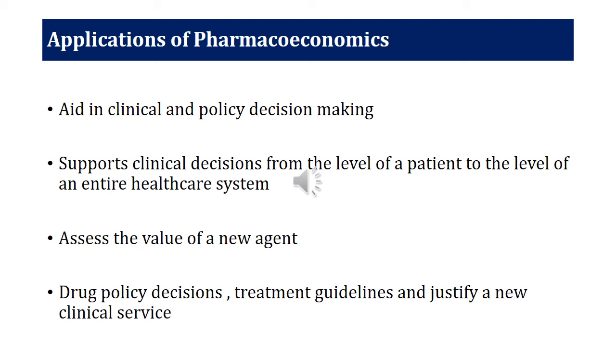For example, if you have to decide which of the two drugs is better, then a pharmacoeconomic evaluation can help you. It also supports clinical decisions from the level of a patient to the level of the entire healthcare system. For example, a particular decision has been taken to continue with a particular therapy. Based on pharmacoeconomic evaluation, you can justify whether choosing that therapy is appropriate or not. It helps to assess the value of a new agent. So for a new drug, whether the cost of that drug is commensurate with the benefit that you are getting or not, that assessment is possible with pharmacoeconomics.